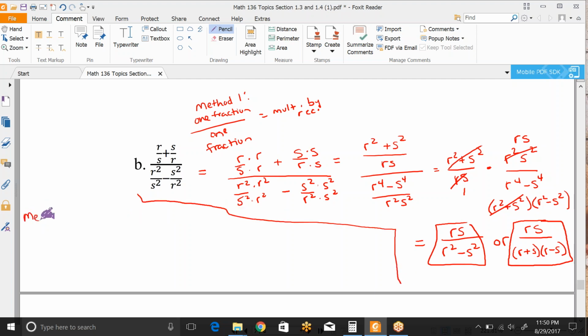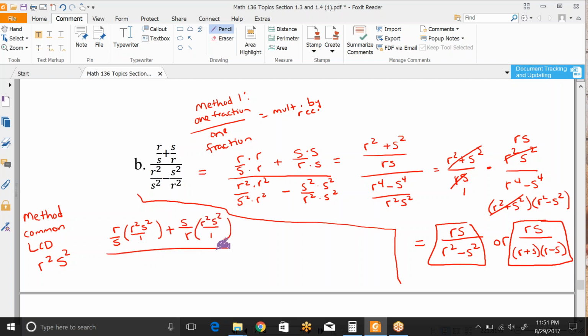For method 2, you try to clear out the fractions by finding a common LCD for everything on top and bottom. So you look at all the little fractions: s, r, s squared, and r squared. To get rid of all of them in one step, you need the bigger power of each, so r squared and s squared. To use this method, you take each fraction and you multiply it by r squared, s squared. Now notice this is kind of like over 1. So you do this to everything on top and everything on bottom. So there's the top.